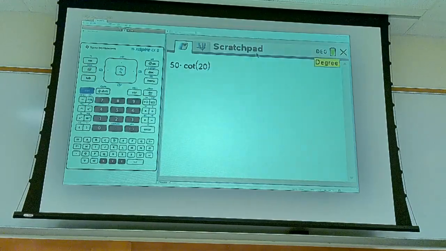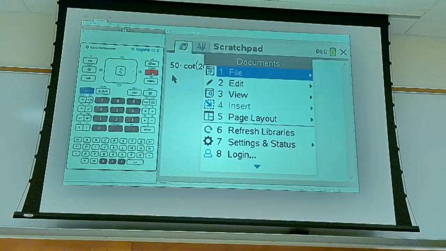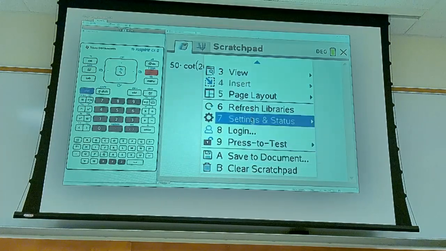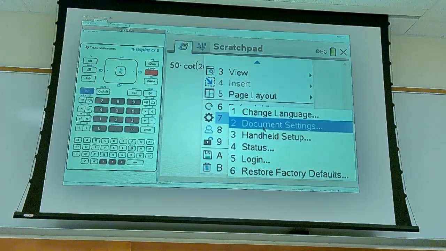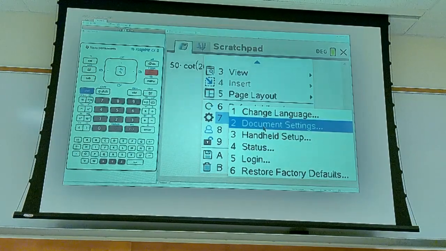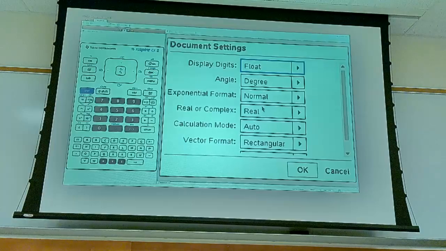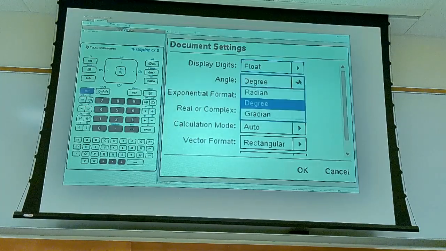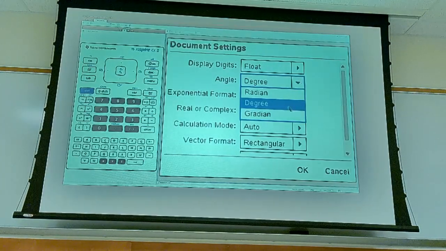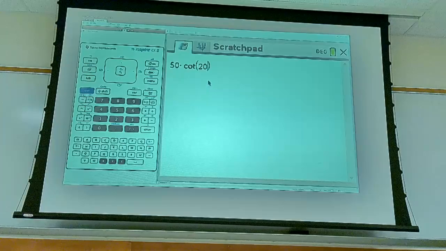Otherwise, let's go to the document. It should be settings and status, and then document settings. Or in a non-Inspire calculator, you have to look for your mode key. You'll see one of them is angle. You should only have two options, but the Inspire has three: we also have gradient, which we're ignoring. Now I'm in degrees.